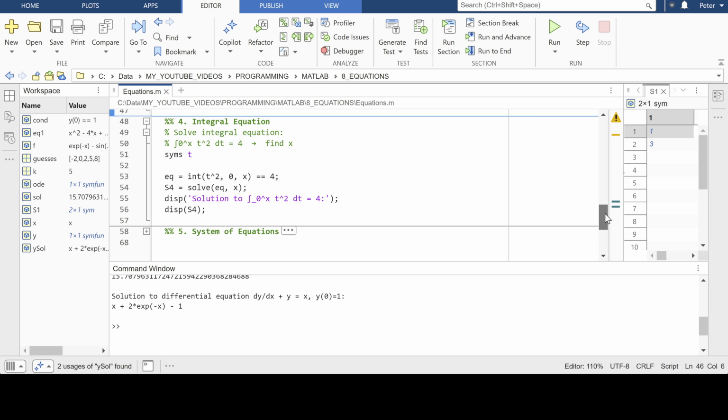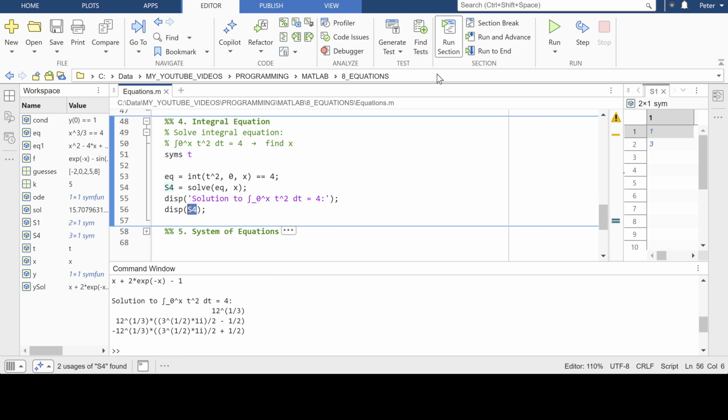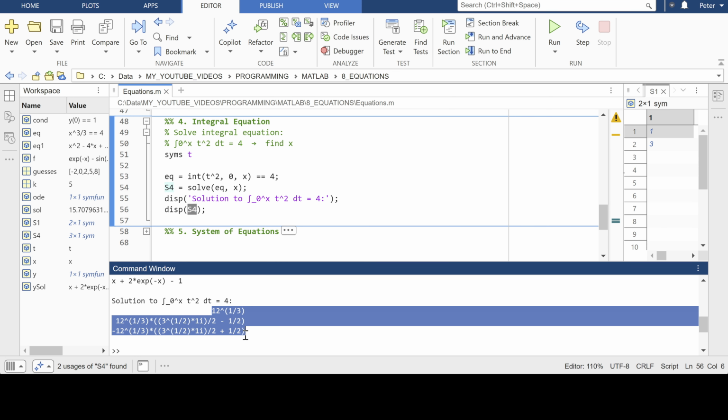Let's solve an integral equation. The integral from 0 to x of t squared with respect to t equals 4. Using MATLAB, EQ equals int of t squared, t, 0, x double equal to 4. Then solve EQ, x. MATLAB solves for x exactly, something that would normally take several algebraic steps by hand.